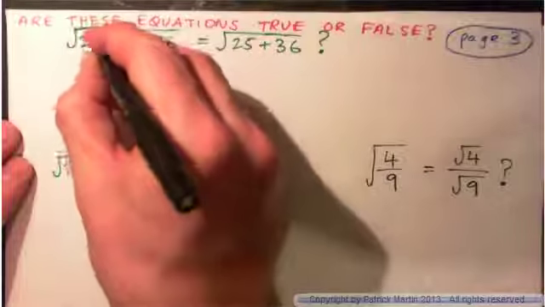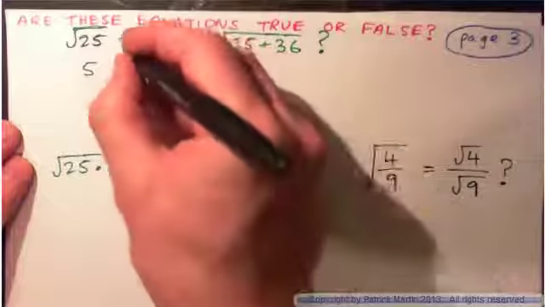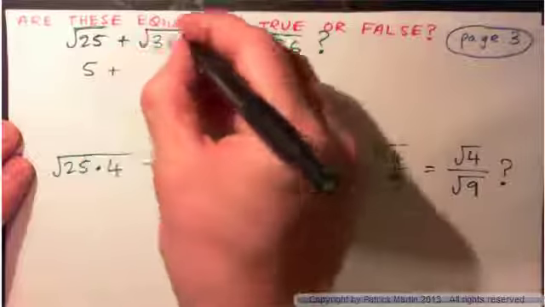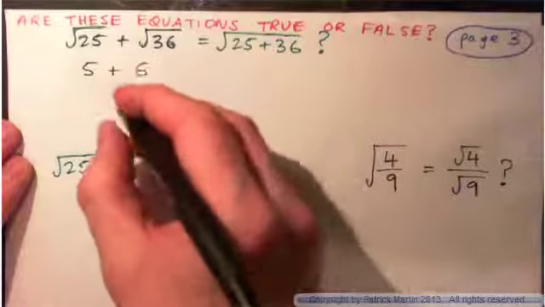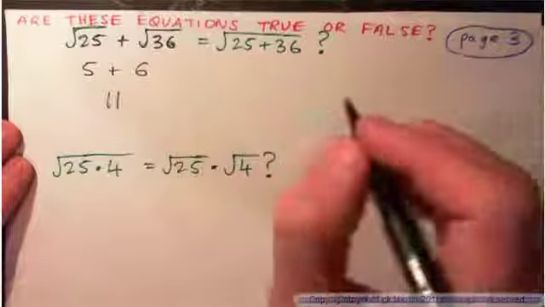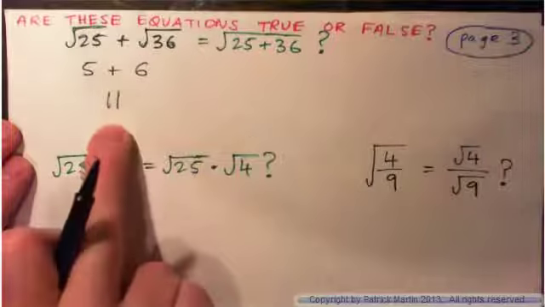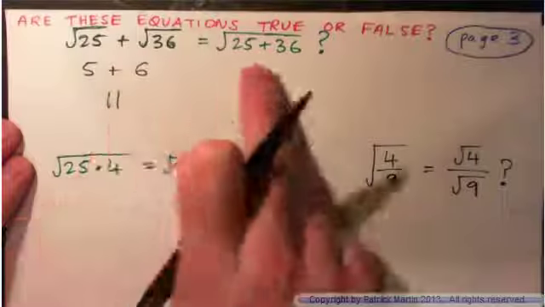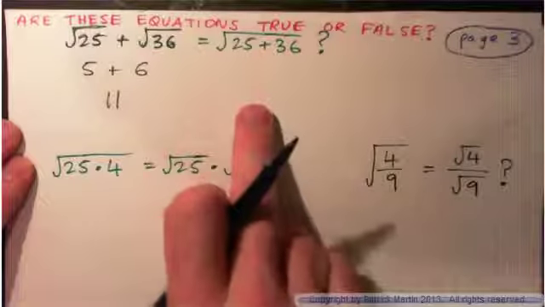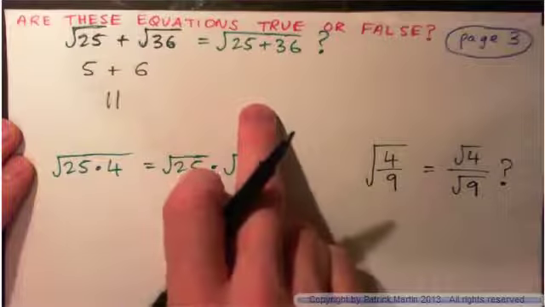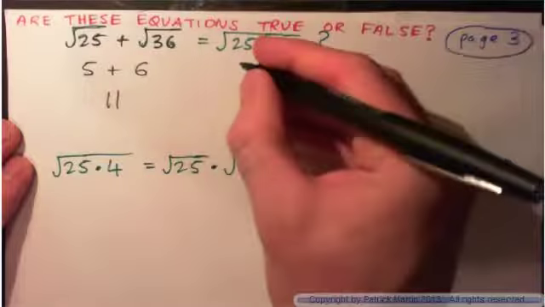Root 25 is 5, isn't it? Plus, what's root 36? 6, isn't it? And 5 and 6 is 11. So this left-hand side is 11, and what does this work out to be? If this is also 11, then the equation is true, otherwise it's false.